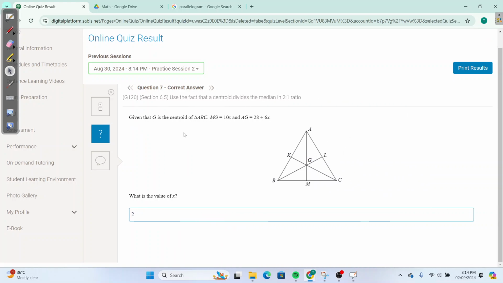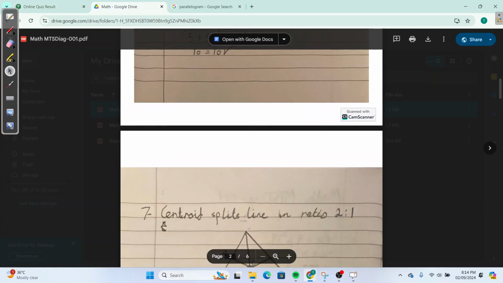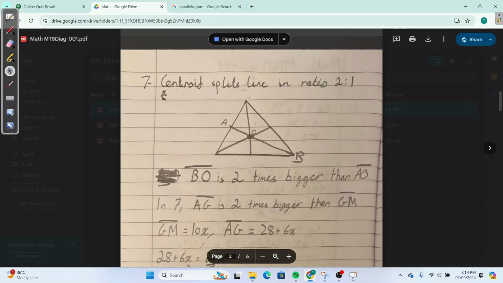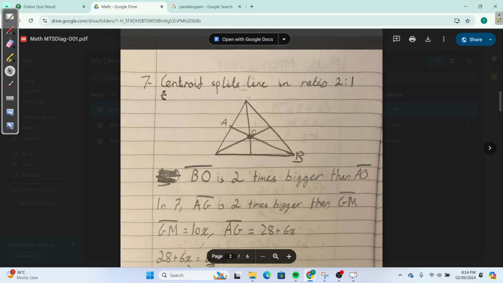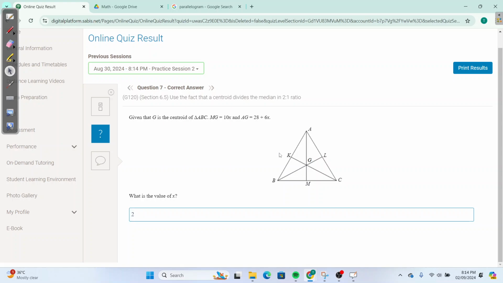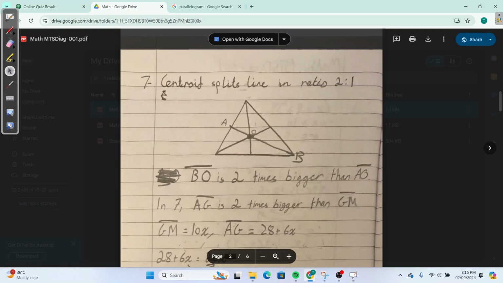Now, given that G is the centroid, centroids have a special property that I explained a bit differently from the book. I find it easier like this. I gave an example so you can understand. Basically, the centroid splits the line that it cuts. So, for example, this line, let's take KC, into the ratio 2 to 1. So basically, what this means is that this smaller line is half of this line. Let me rephrase that.